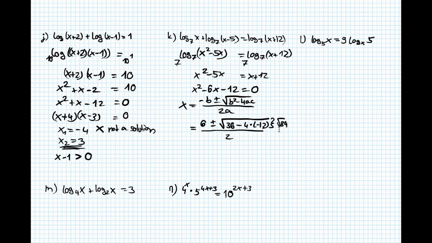Okay, and 84 is equal to square root of 2 times 42, equal to square root of 4 times 21. And 4 we can simplify to 2, square root of 21. So that's equal to 6 plus minus 2 square root of 21 divided by 2. So now our x is equal to, we can simplify this here, equal to 3 plus square root of 21.